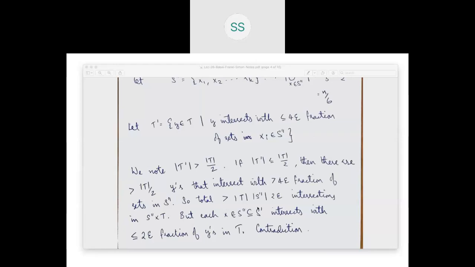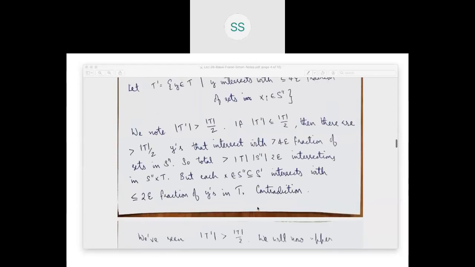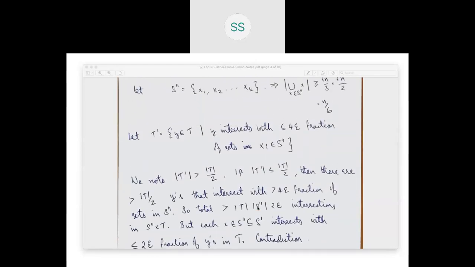So the size of T prime is at least T by 2. Now we are going to upper bound T prime, and thereby we will get an upper bound for T.